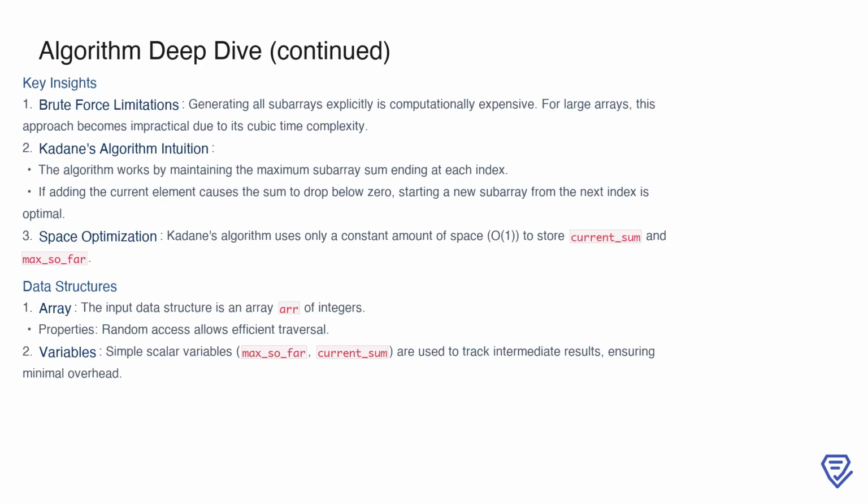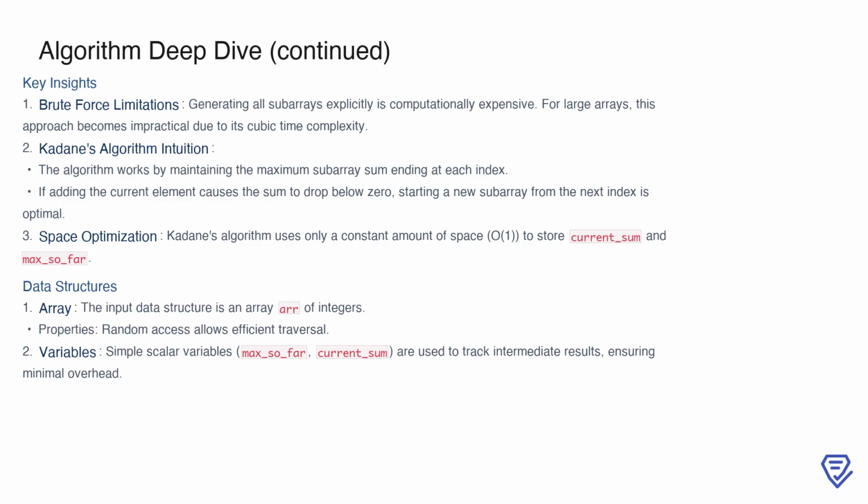There are some critical insights to consider when comparing these approaches. First, the brute force method, despite being straightforward, is computationally infeasible for large arrays due to its cubic time complexity. Kadane's algorithm, on the other hand, is rooted in the idea that the maximum subarray sum ending at each index can be computed incrementally. If adding the current element results in a negative sum, the optimal choice is to start a new subarray from the next index. This eliminates unnecessary calculations and ensures efficiency.